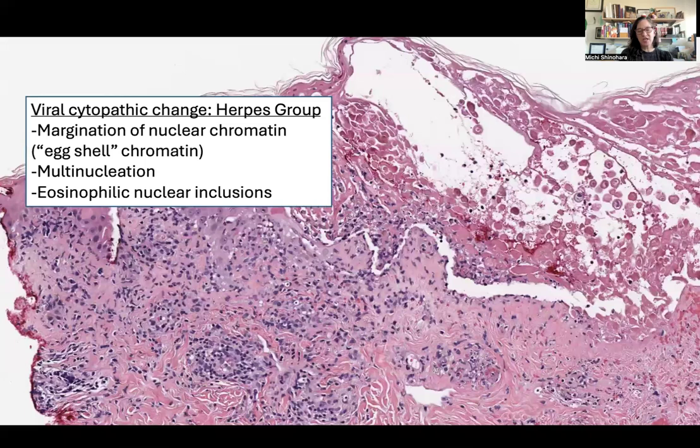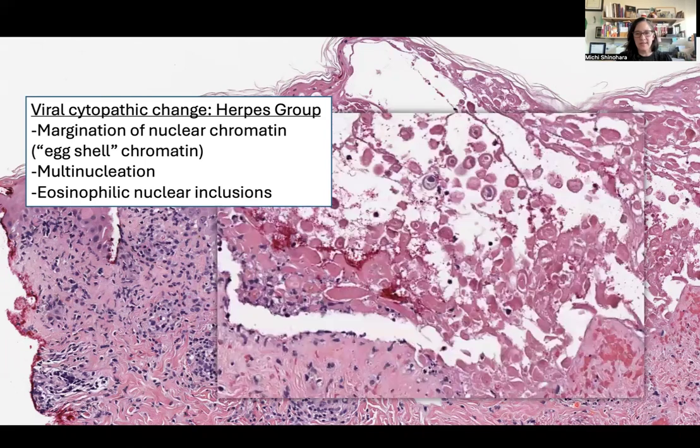The viral cytopathic change seen in herpes group infections is a little bit different. It tends to show margination of the nuclear chromatin that's called eggshell chromatin. A couple of examples here. I'll show you high power in a second. And then multinucleation as well as eosinophilic nuclear inclusions. So it's a great example here of that eggshell or peripheral chromatin and then some multinucleated cells there.